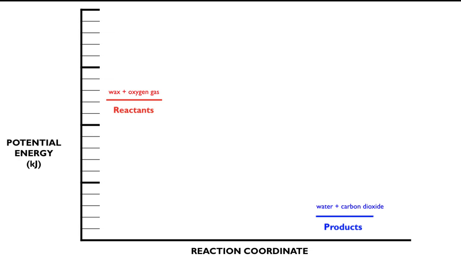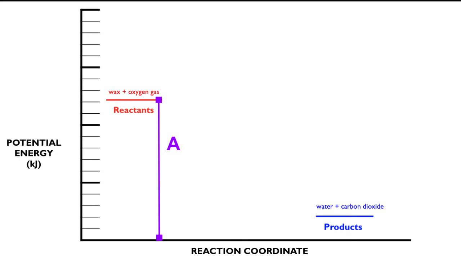Before I do anything else to my potential energy diagram, I just want you to notice, if I wanted to come up with a number that told me how much energy was in the reactants, I could look at where the reactants are plotted on the y-axis.